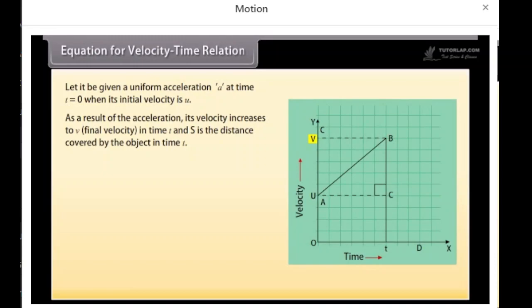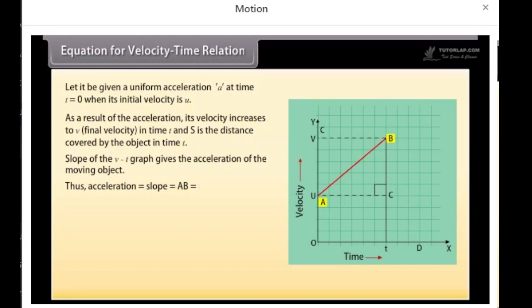The figure shows the velocity-time graph of the motion of the object. The slope of the v-t graph gives the acceleration of the moving object. Thus, acceleration is equal to slope, which equals AB upon... BC upon AC, which is equal to (v minus u) upon (t minus 0), where a is equal to (v minus u) upon t. This gives v minus u equals at, so v equals u plus at, which is the first equation of motion.